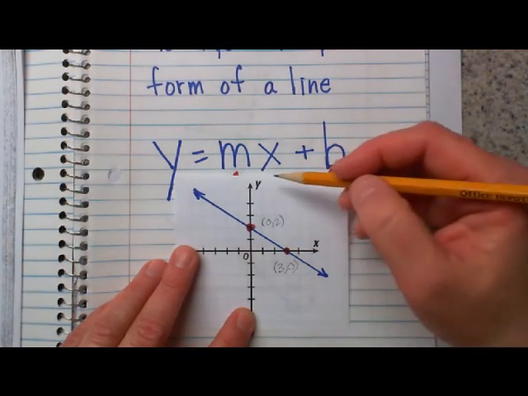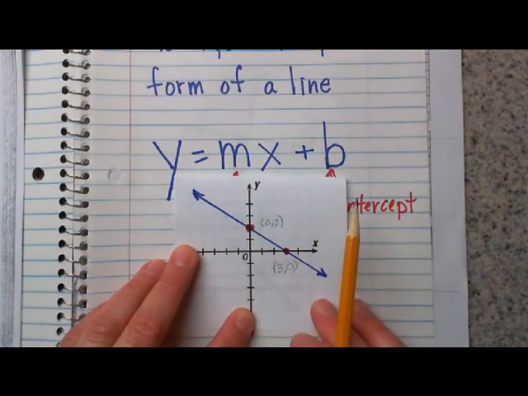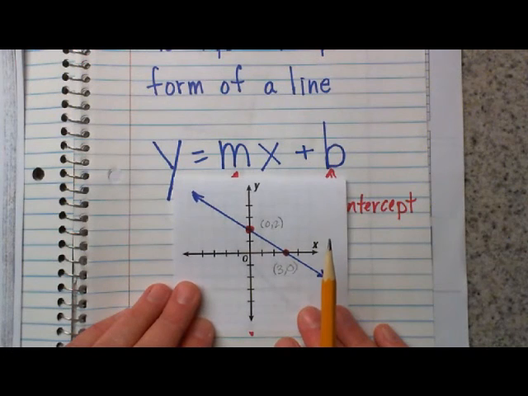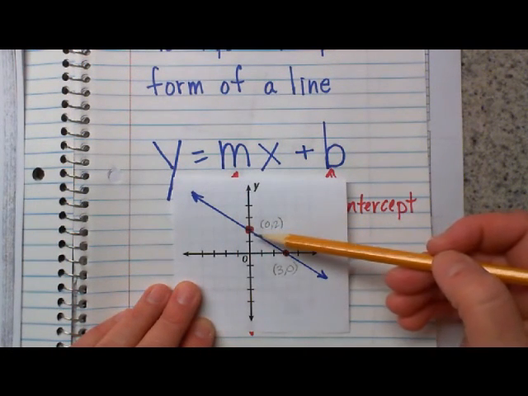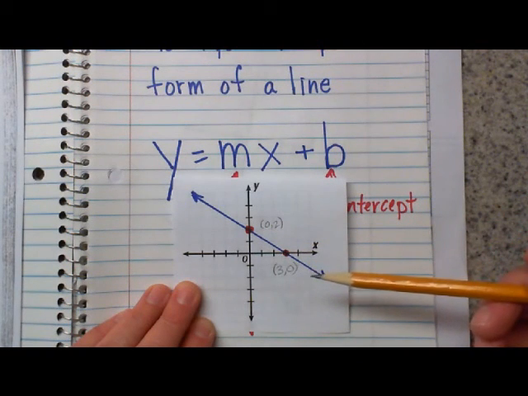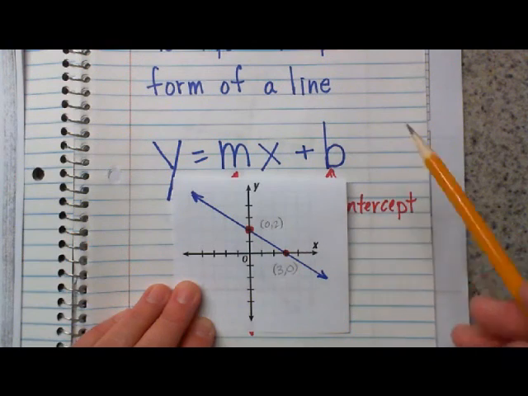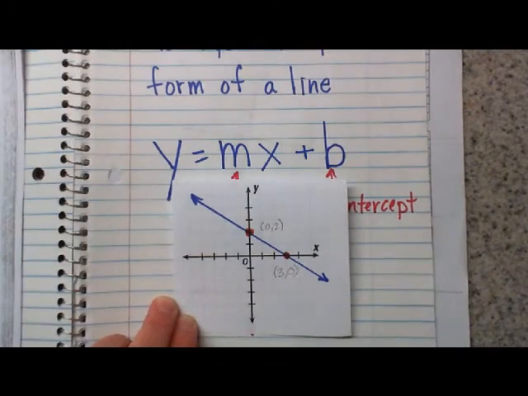If I want to put this line in slope-intercept form, what's the first thing I want to do, Paul? Solve for x. Well, I don't really have an equation to work with right now. What I want to do is use the points, and the slope that I can find from the points, as a starting point. Does that make sense?